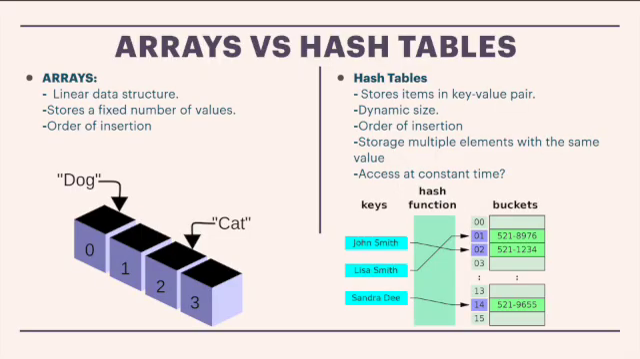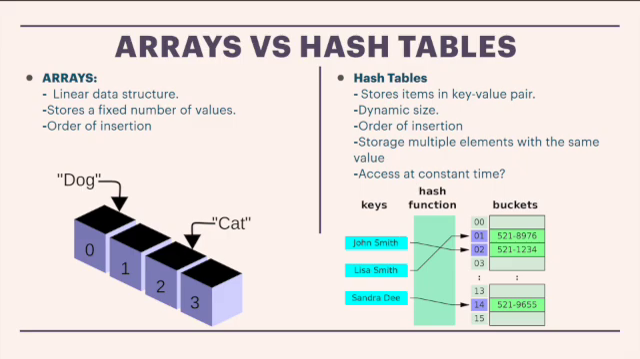Okay, so now let's talk about the difference between an array and a hash table. Arrays and hash tables are data structures that store collections of values, but these two have different strengths and weaknesses. As we already know, an array is a linear data structure that can store a fixed number of values of the same type in a contiguous block of memory. On the other hand, the hash table is a data structure that stores items in key value pairs, meaning that it uses labels to store elements. It organizes data so you can quickly look up values for a given key, which would be the index.